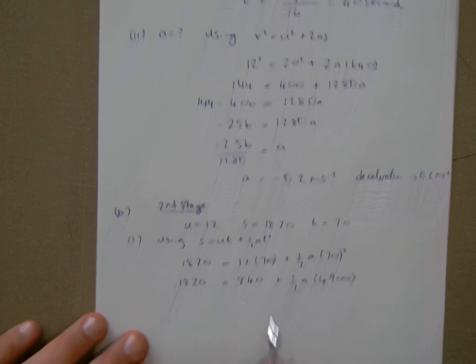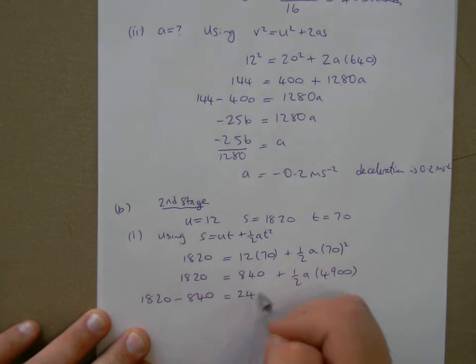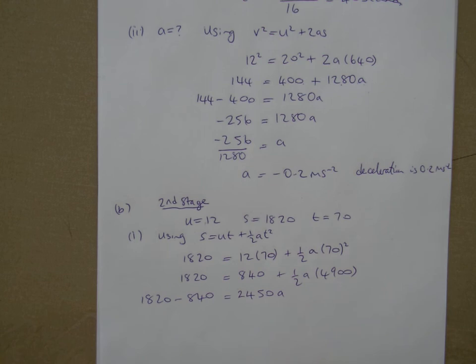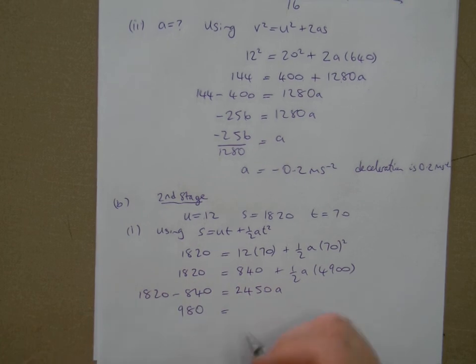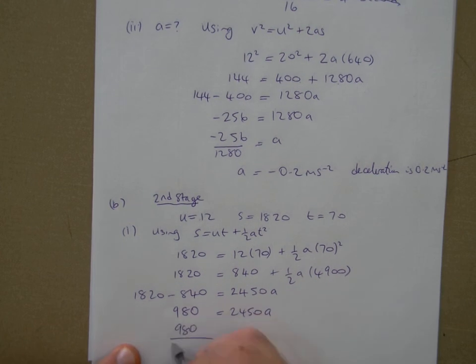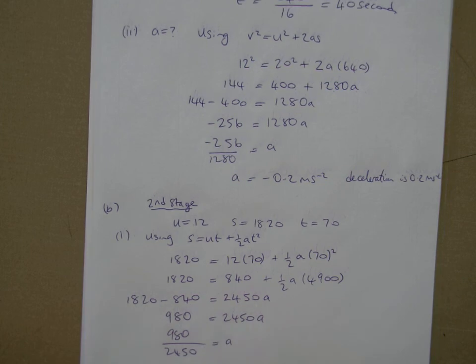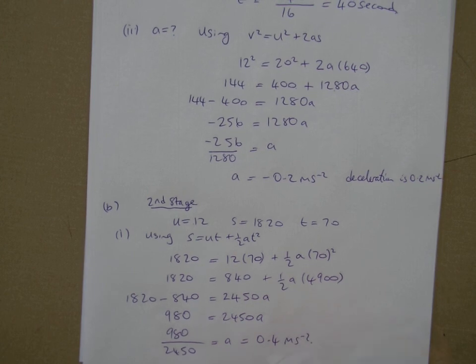Okay, so what I'm going to do then is take that over the other side and take it away, and then half of 4900 is 2450 a. So when I take these away, I'm going to get 980. That will equal 2450 a. And to get my a, I've got to do 980 divided by 2450. So if I do that on my calculator, I get 0.4, nicely, right? 0.4 meters per second squared.